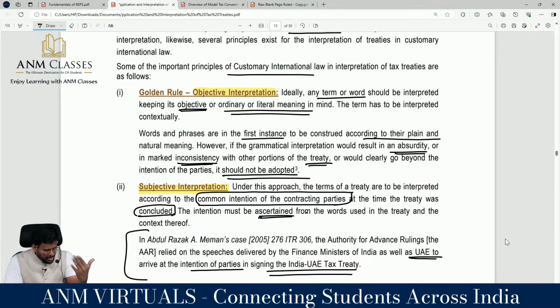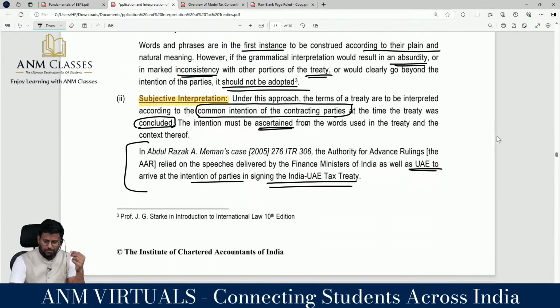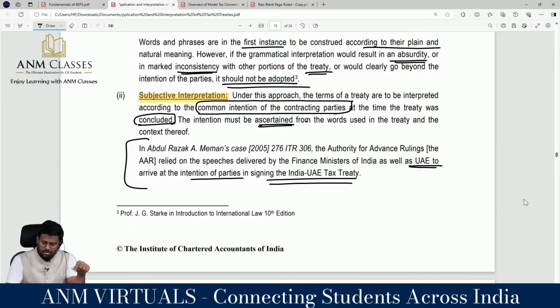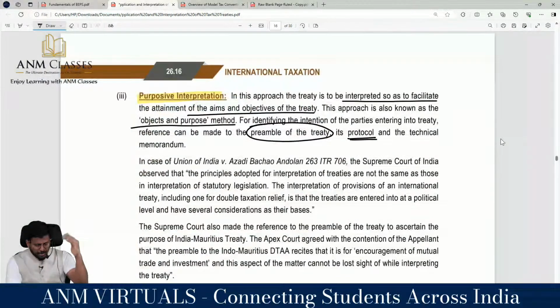We should interpret a treaty to, that's it. What is subjective interpretation? We should interpret a treaty which will lead them to achieve the common intention of the contracting parties at the time the treaty was concluded. Purposive: in this approach, the treaty is to be interpreted so as to facilitate the attainment of the aims and dash of the treaty. What is the purpose you have entered into?